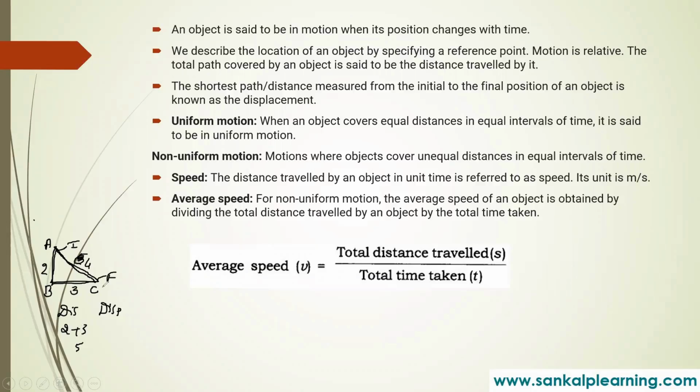What will displacement be? A to C means initial point to final point, we are going directly, that is, the displacement is 4 here. Do you understand? So this is the difference between distance and displacement. We can assume one more difference here.